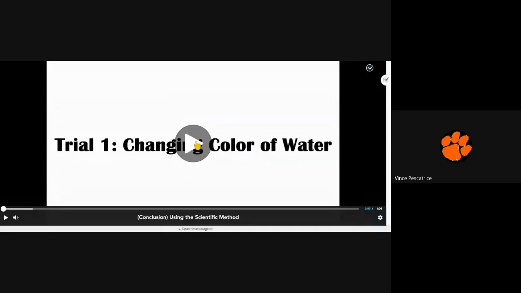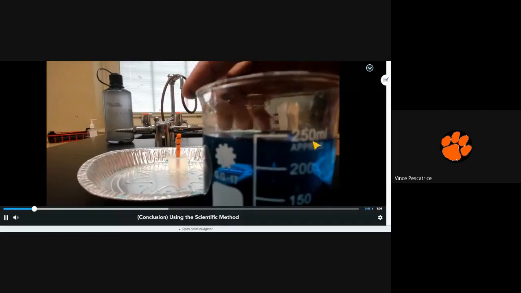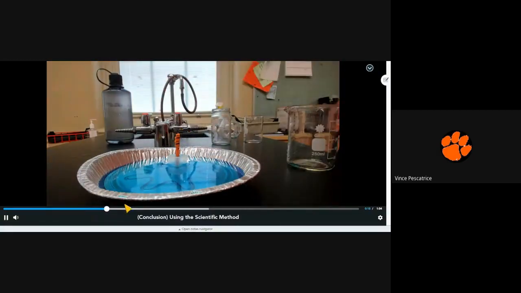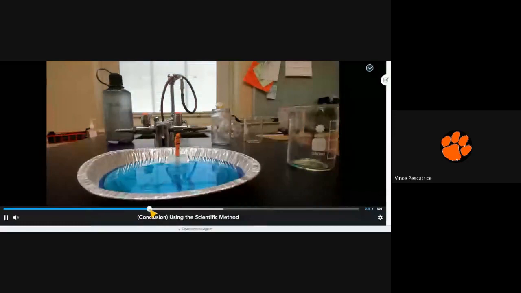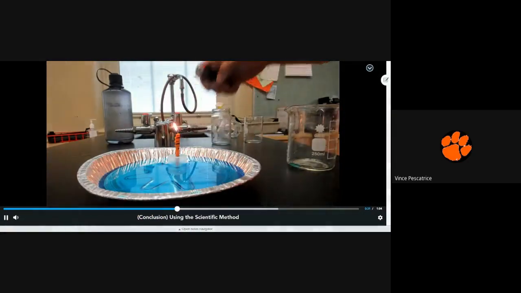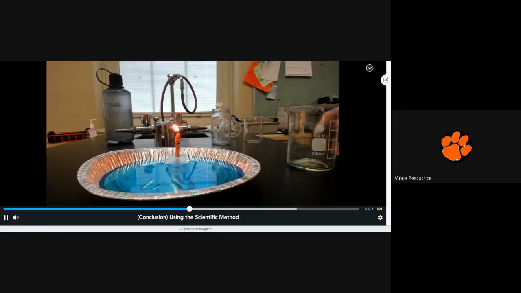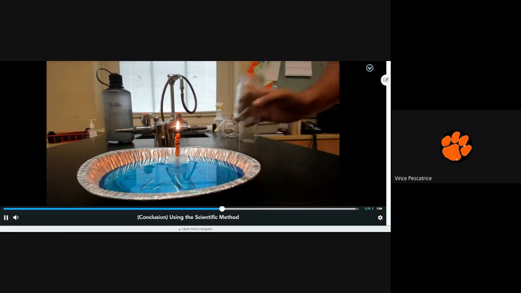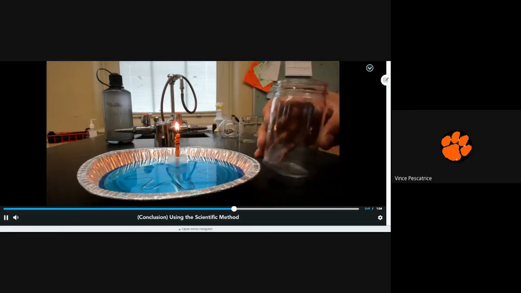The first experiment we did was changing the color of the water. We went from purple water in that first experiment, so now I have some blue water. I'm going to dump it in the pan and light the candle. Then I'm going to use this tall jar in the background here, not that one, that one, to test it out.